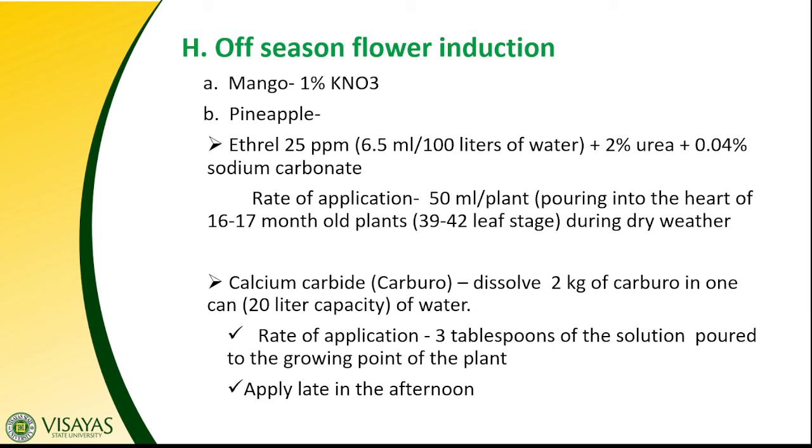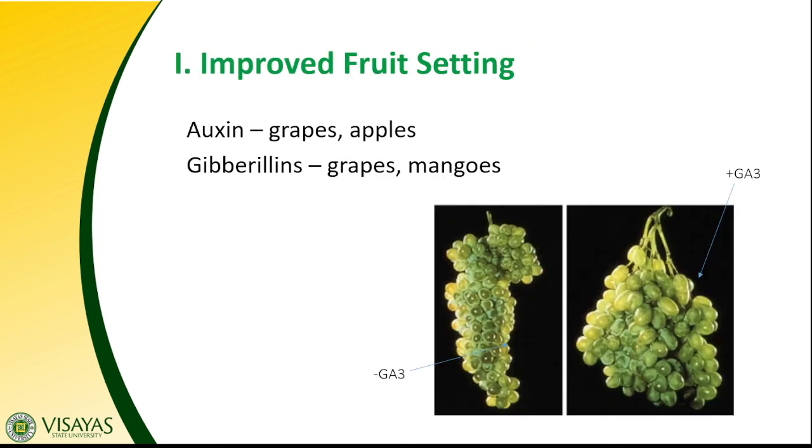We also have this off-season flower induction. Off-season is outside the normal period of flowering. For off-season production in mango, this is the use of 1% potassium nitrate. For pineapple, we have the use of ethephon, 25 ppm, and also calcium carbide or calburo, with a specific rate of application of 3 tablespoons of the solution poured to the growing point of the plant, which is usually applied in late afternoon to avoid the rapid rate of transpiration.